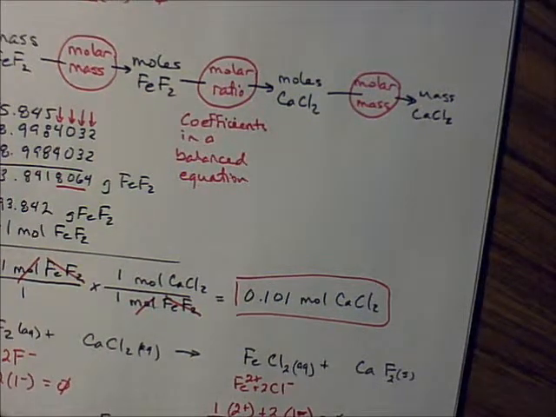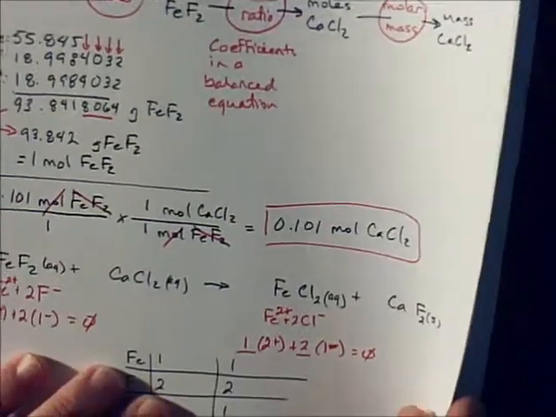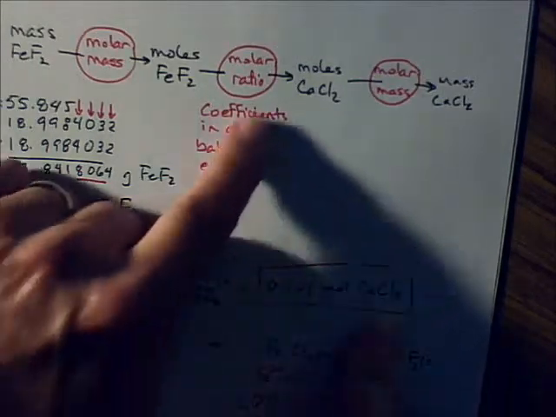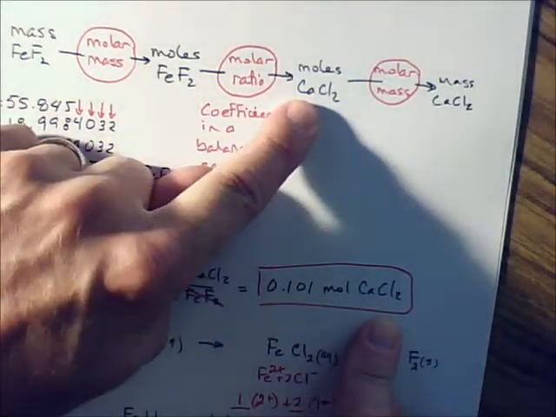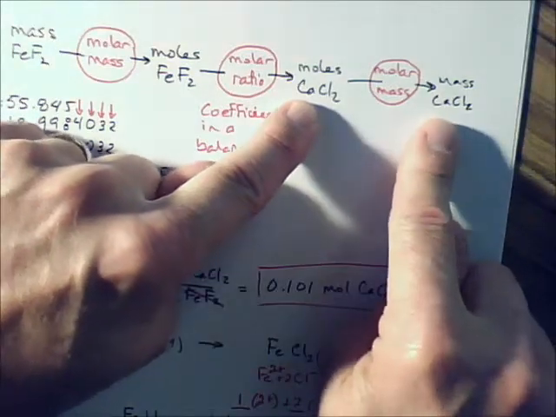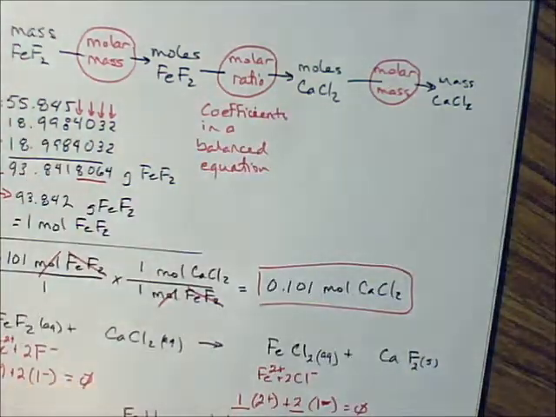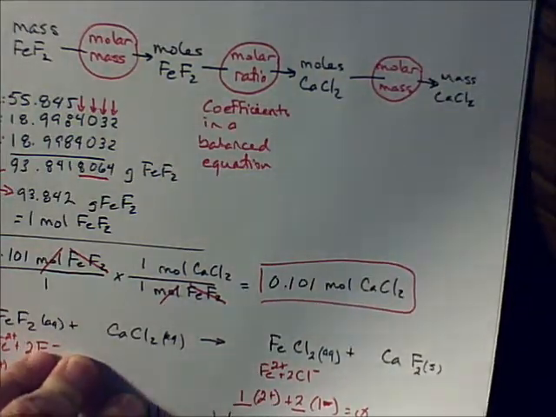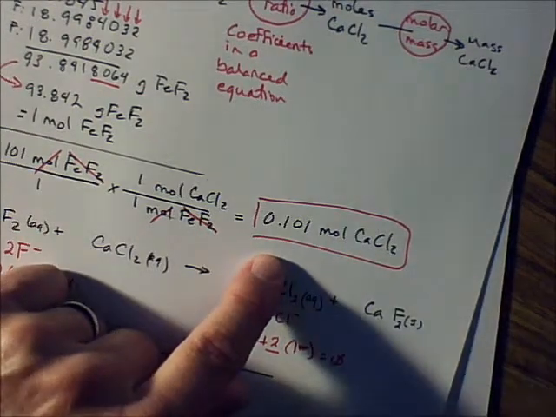All right. Now that we've gotten this far, we have the moles of calcium chloride, and that's where we are right here, moles of calcium chloride. We're ready to go and find the mass of calcium chloride in this problem. Okay? All right, so we're going to put this amount over 1 as our new starting amount.